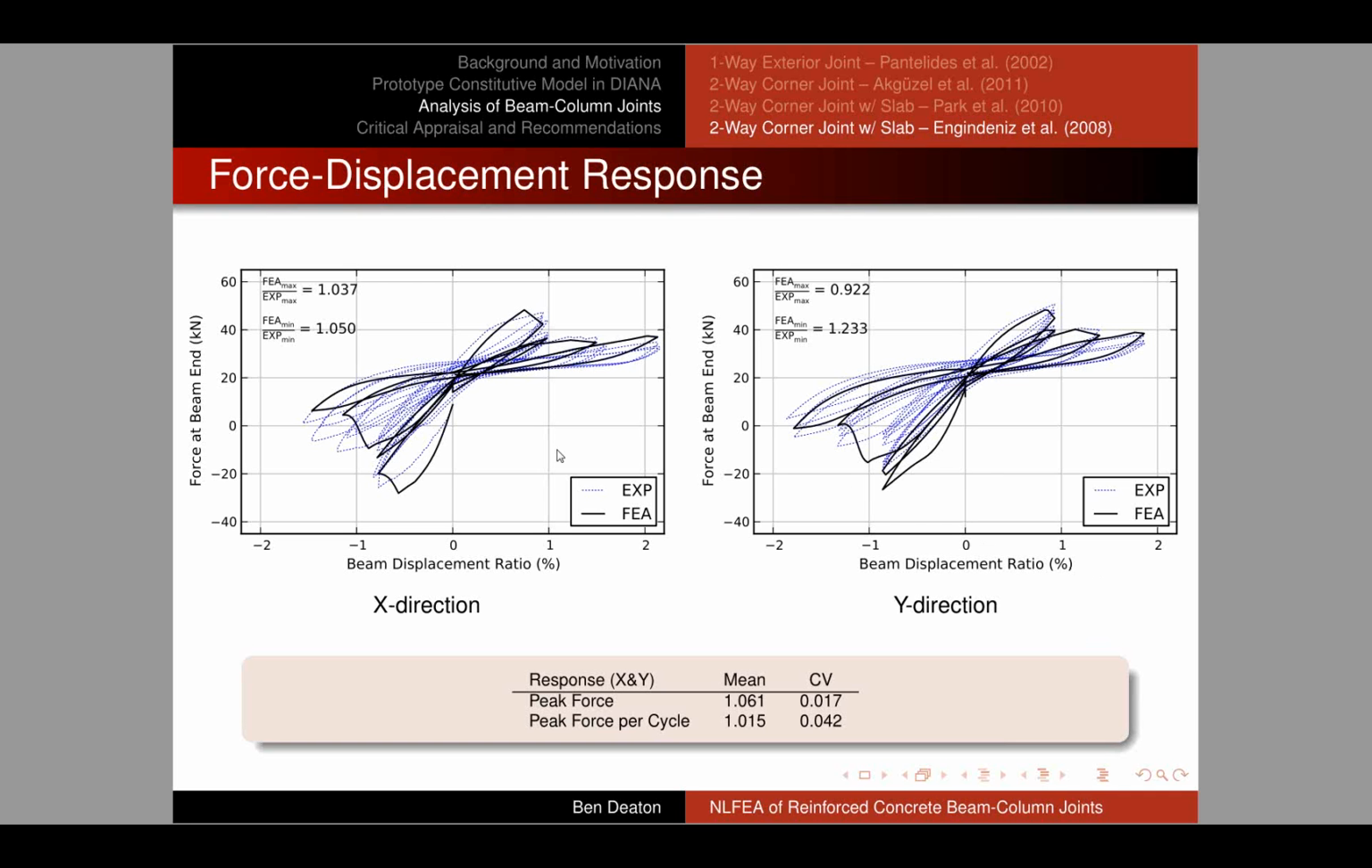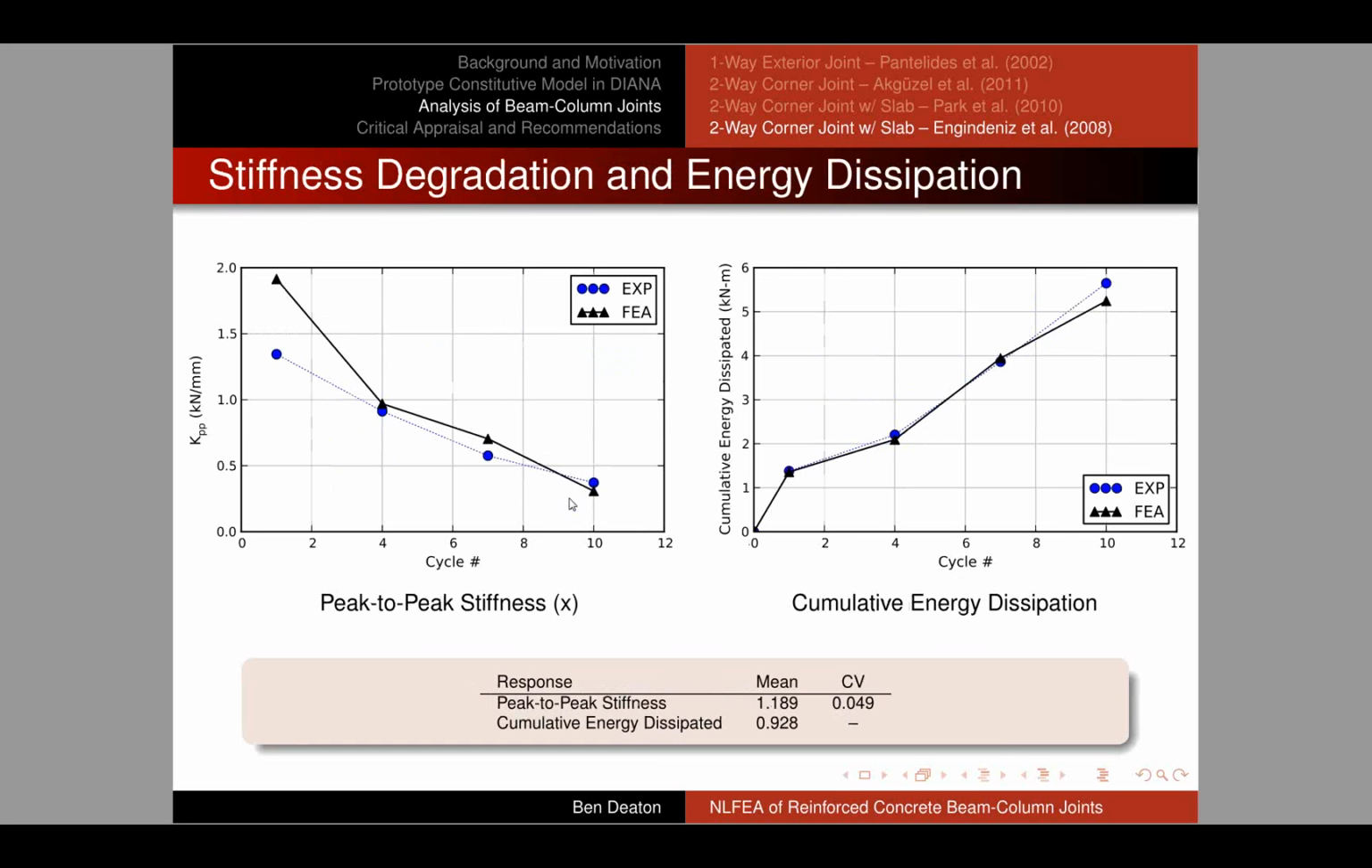Now, one thing you'll notice in this experiment is that I've only simulated a subset of the cycles that were tested experimentally, and this was due to computational cost. The solution time was too long to simulate all the cycles, but this shows that even in a case like this with a model like the one we're using in Diana, we can get a fairly good representation of the response while only simulating a subset of what was actually conducted in the experiment.